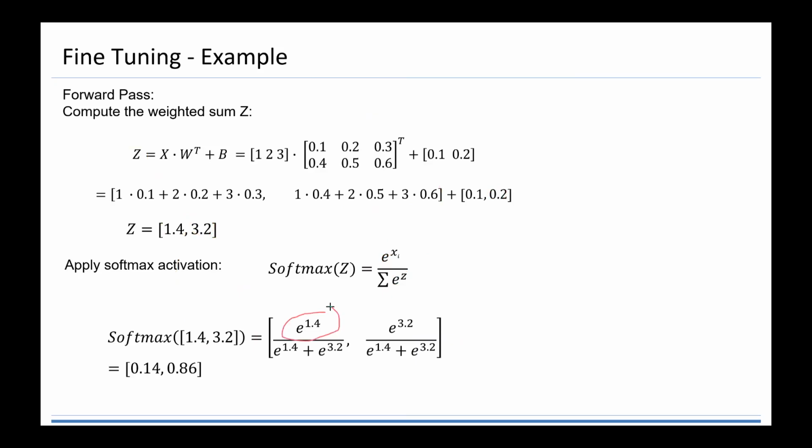It means I would like to do the e power of xi. xi is 1.4 divided by the sigma of e power z. The sigma of e power z means e power 1.4 plus e power 3.2. This is for when i equals 1. Okay. And i equals 2, we want to calculate this one. So e power of 3.2 divided by e power 1.4 plus e power 3.2.